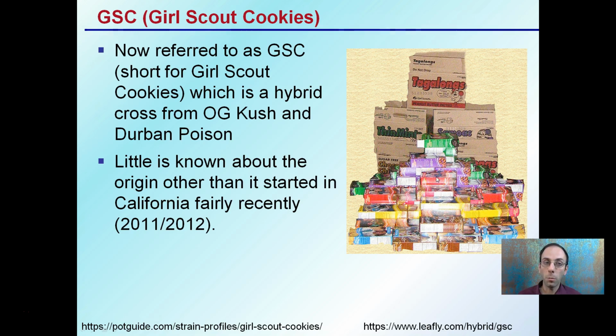Girl Scout Cookie, now abbreviated GSC, is a hybrid cross between OG Kush and Durban Poison. Little is known about the origin other than it started in California fairly recently, around 2011, 2012. And again, this points to the fact that for these very popular names, little is known about their origin. So this increases the unknown and the variability that we have, even with some well-established, well-accepted variety names.